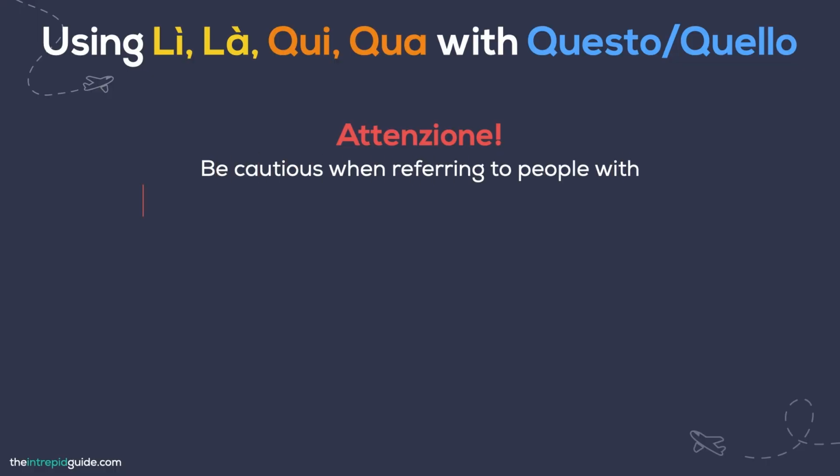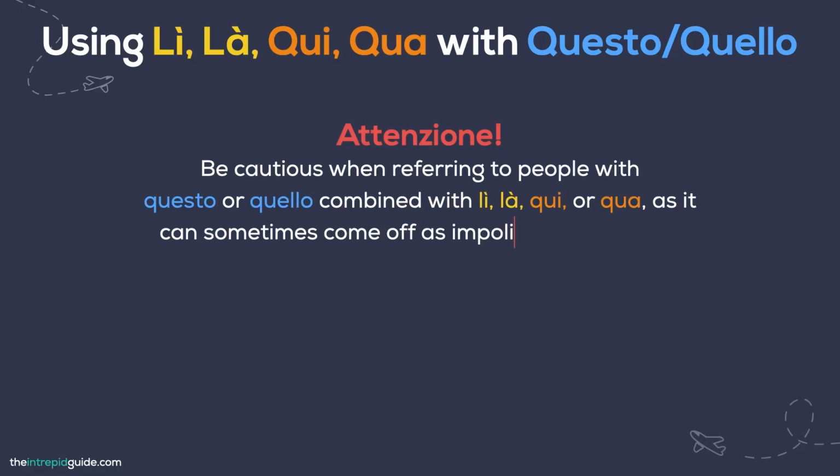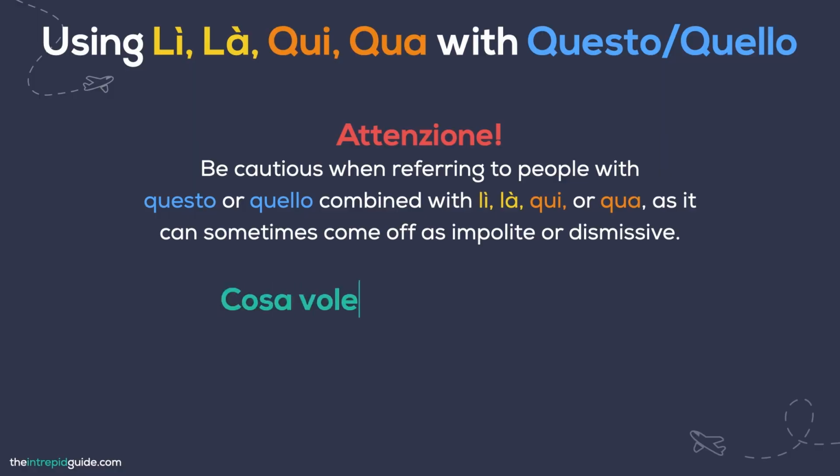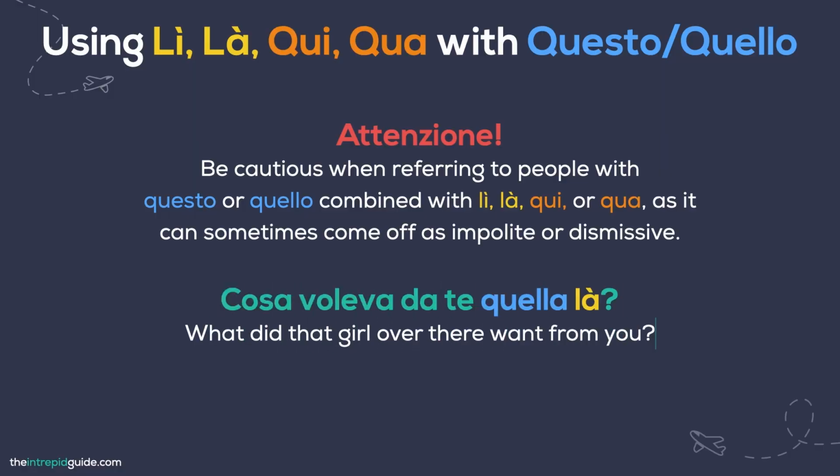Attenzione! Be cautious when referring to people with questo or quello, combined with lì, là, qui or qua, as it can sometimes come off as impolite or dismissive. For instance, if you're at a bar and you see someone approaching your boyfriend while you're getting drinks, you might say, Cosa voleva da te quella là? "What did that girl over there want from you?"